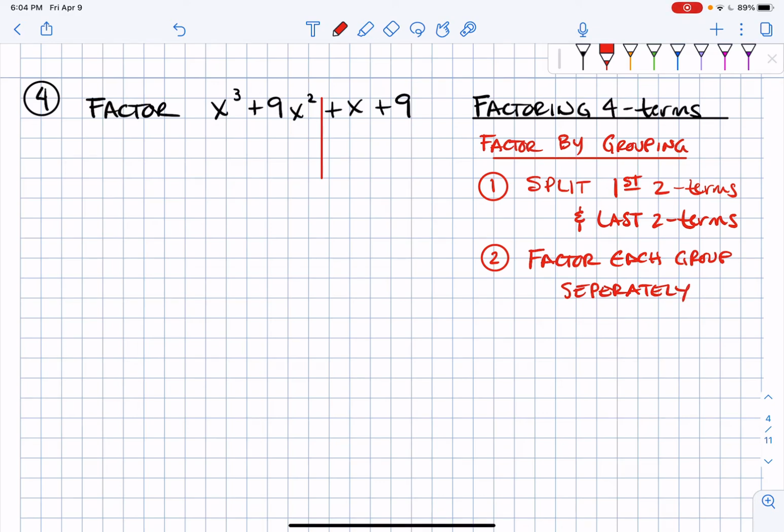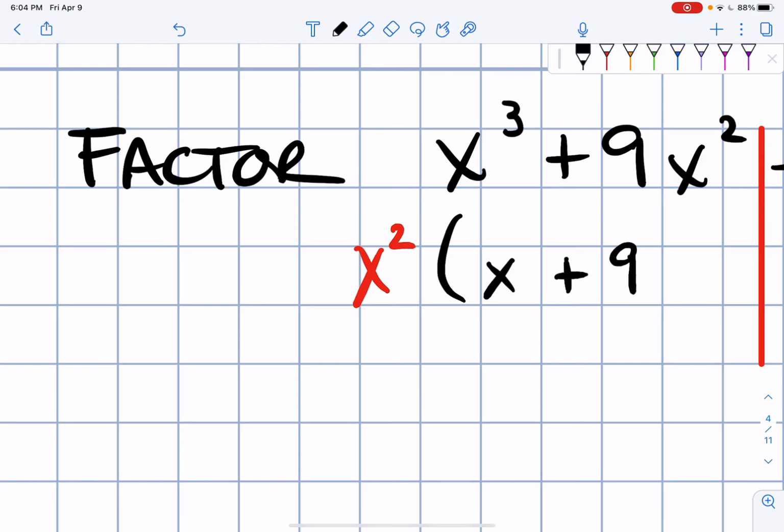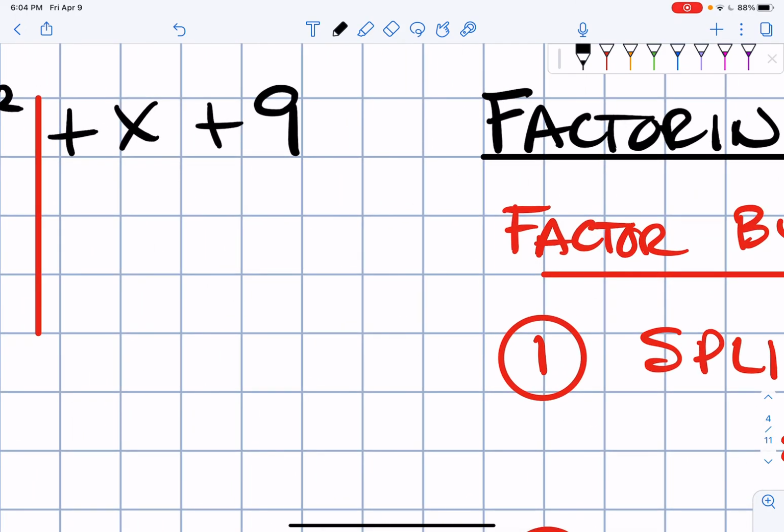So I have to factor the first group. I'm just looking at this part here and asking, what's my GCF there? My GCF there is an x squared. And what do I have left if I take out an x squared? I have x plus 9. Now I'm looking at the second group over here. When I have nothing to factor out, I'm going to factor out 1. And what I have left is just x plus 9.